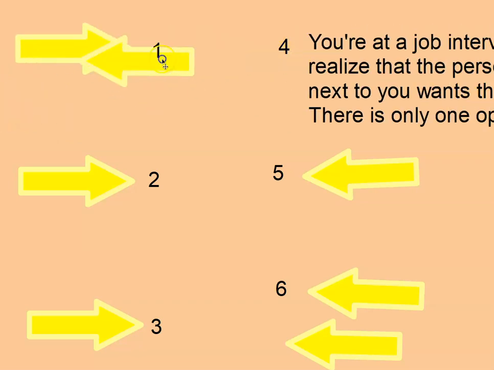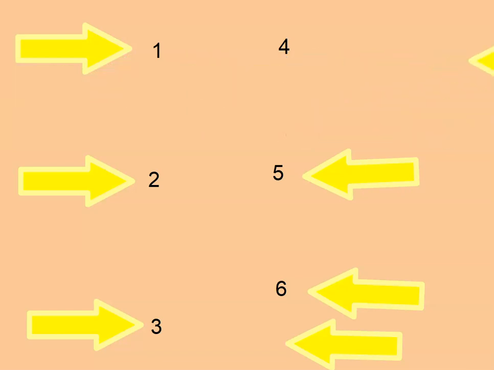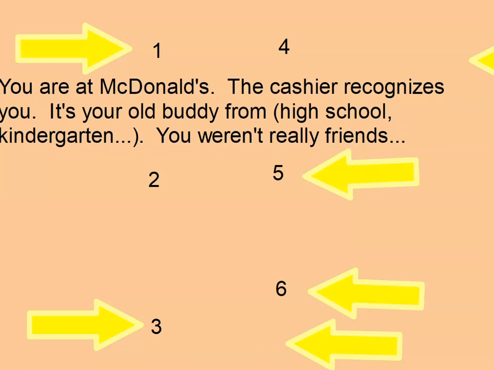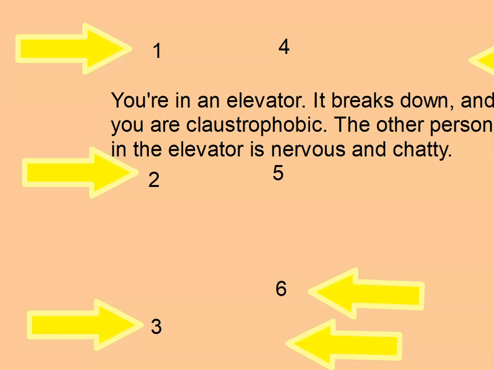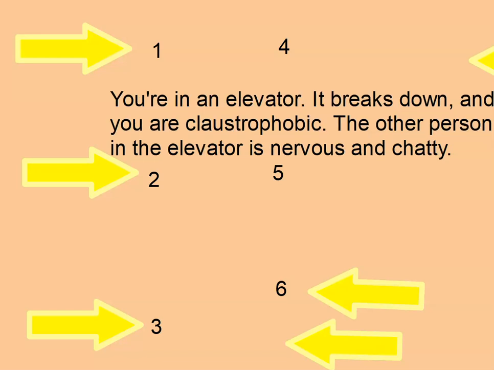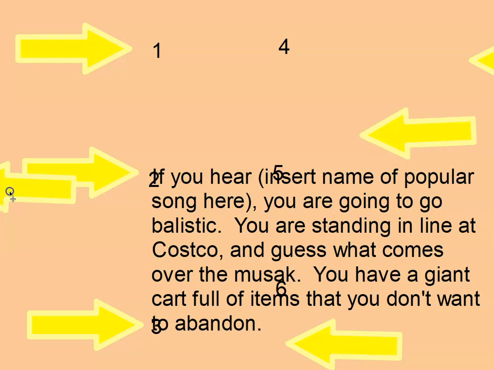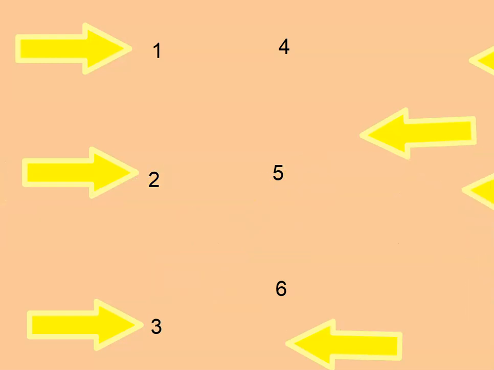Okay, or here's 4. Okay, you're at a job interview. Act out your skit as if you're at a job interview. Okay, this was somebody you just ran into, somebody you used to know a while ago. All right, act out the skit that way. Here's the elevator one again. Okay, you're in the elevator and it's broken down and the other person's nervous. Okay, act it out. This was, okay, you're standing in line and you hear a song that you're just sick of, and what are you gonna do? Act out the skit like that.